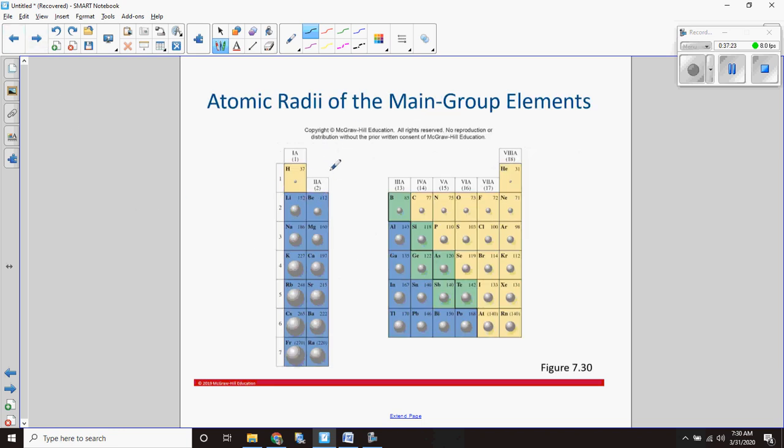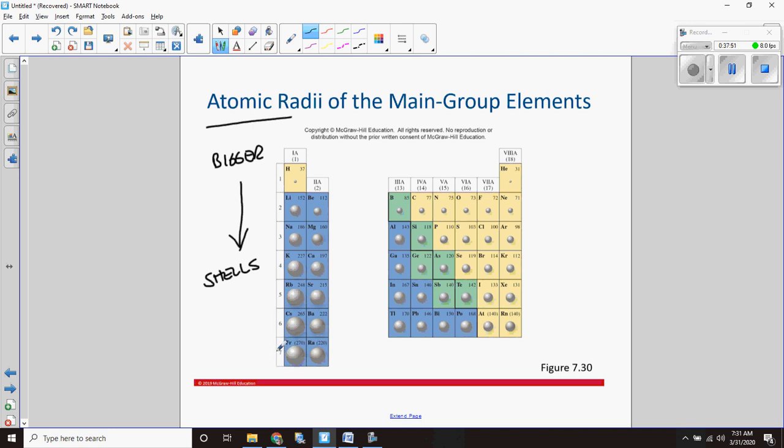There's a relationship between the radius of an atom and its position on the periodic table. This is one of the first things we saw way back in the periodic table card activity. As you go down the periodic table, the atoms get bigger. The atomic radius increases going down because you're getting more and more shells. As you go down, you gain one more shell.